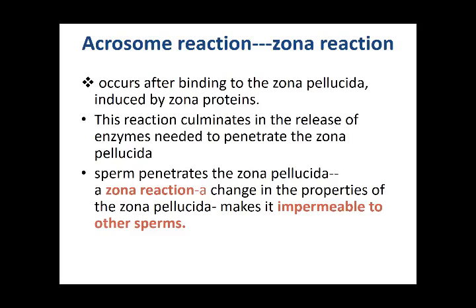The first thing is the acrosomal reaction, by which the sperm is going to pass through the corona and the zona pellucida. This occurs after binding to the zona pellucida, induced by the zona proteins. This reaction culminates in the release of enzymes needed to penetrate the zona pellucida. The sperm penetrates the zona pellucida, and then a zona reaction occurs. That is three reactions: acrosomal reaction, corona reaction or the cortical reaction, and the zona reaction. Initially is the acrosomal reaction, then the cortical reaction, and then the zona reaction. The zona reaction basically makes the zona pellucida impermeable.